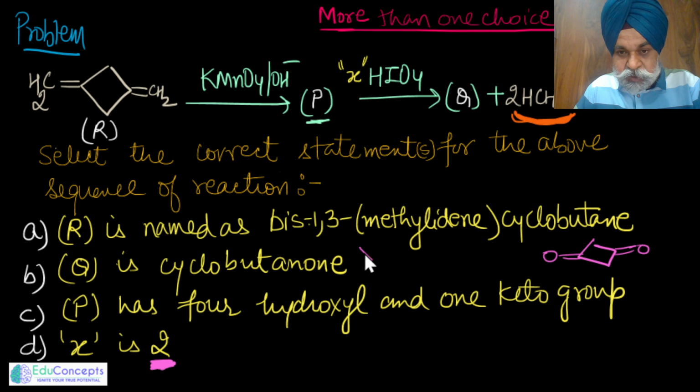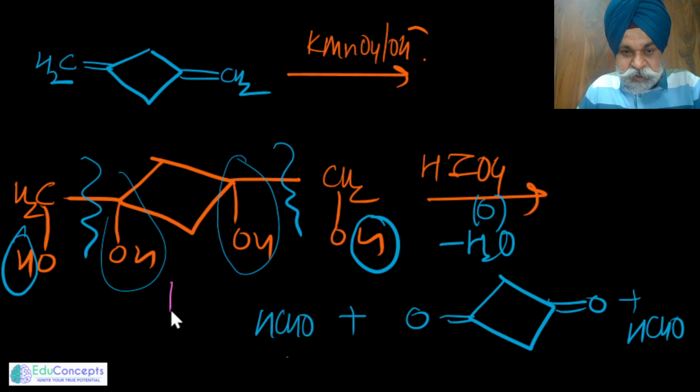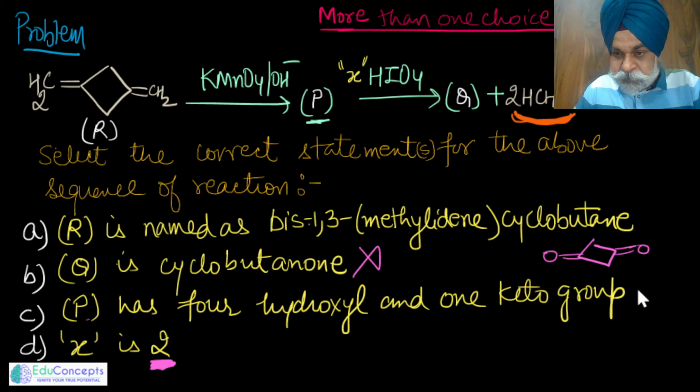So this is a wrong answer. P has 4 hydroxyl groups and 1 keto group. P is having 4, this is P. It is having 4 hydroxyl groups, but it did not have any keto group. So this also is a wrong one. So this option is also wrong.